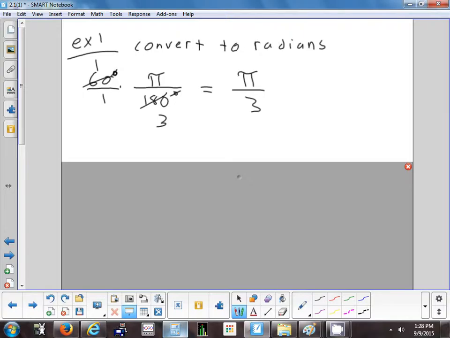The other thing that's a little weird is we don't label it radians. Some people like to put it on at first till they get used to it. But anytime you're working with an angle in trig or pre-cal, basically any class, if it's in radians, you do not have to label it. If it's in degrees, you do. Degrees, you put the little circle.